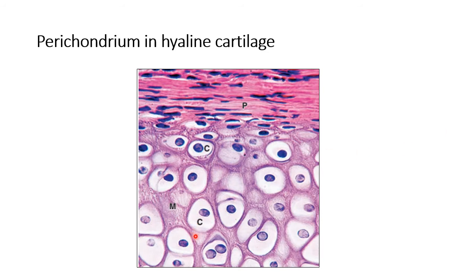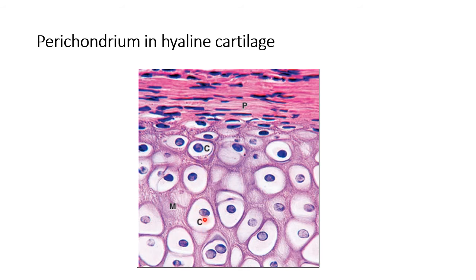Perichondrium in hyaline cartilage, as we see in this histological section stained by H&E stain. Here we see the perichondrium, a layer of dense connective tissue, and these elongated dark nuclei are the nuclei of fibroblasts. In the middle we see the chondrocytes. C stands for chondrocytes inside lacunae.